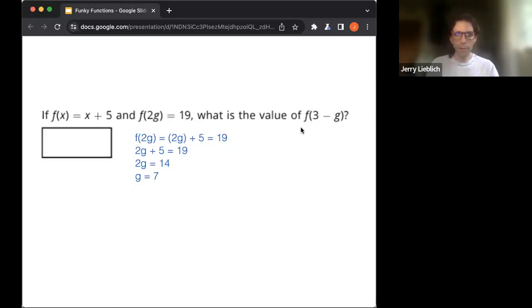And now I want f of 3 minus g. That's going to be f of -4. Okay. So now for f of -4, I know that's just going to be -4 plus 5, which would be 1. And that's my answer.